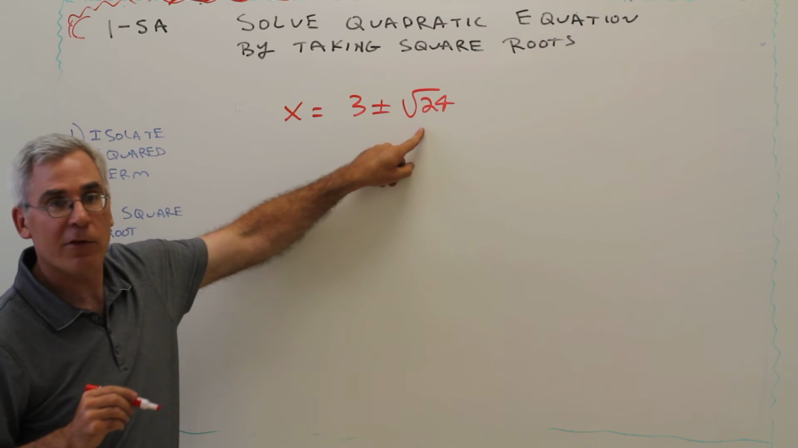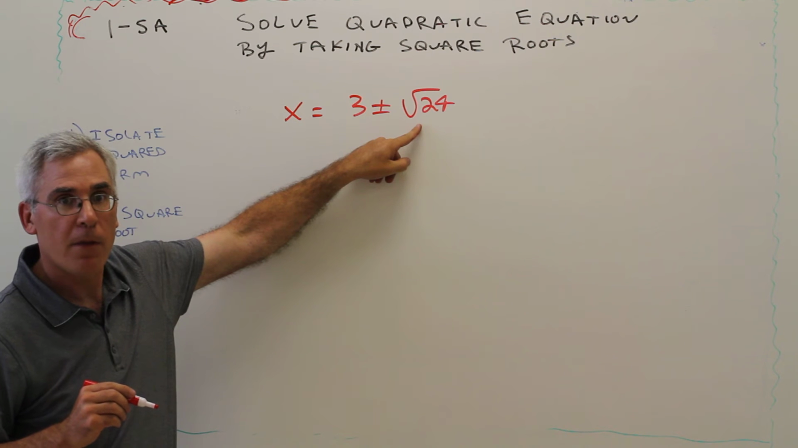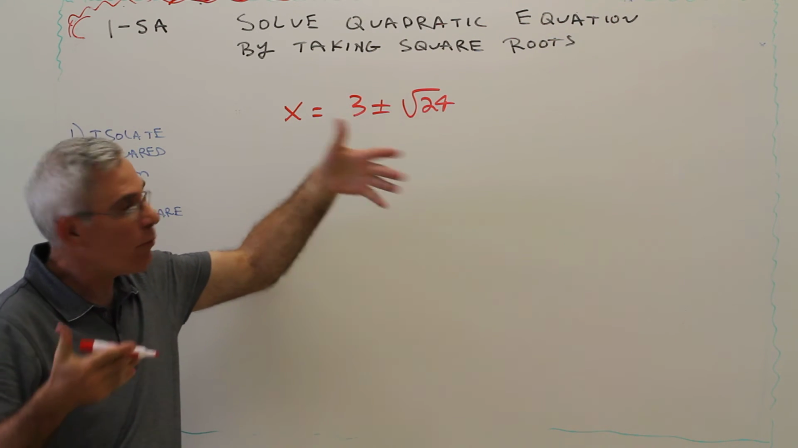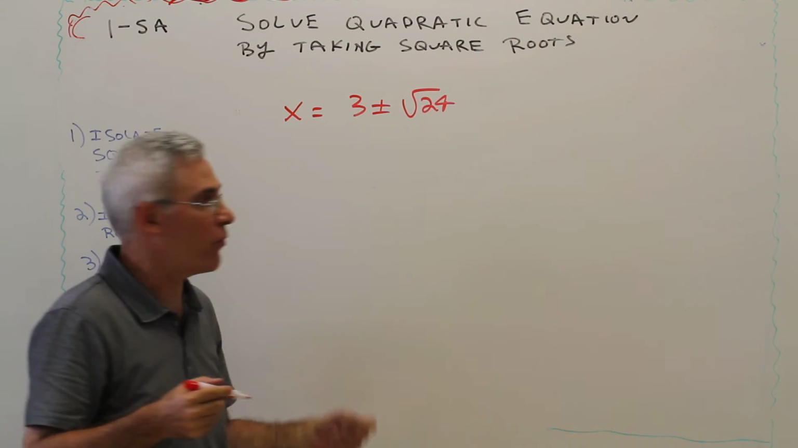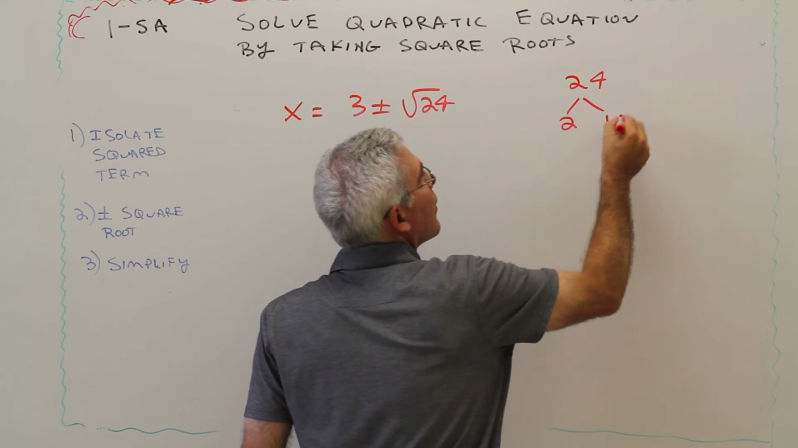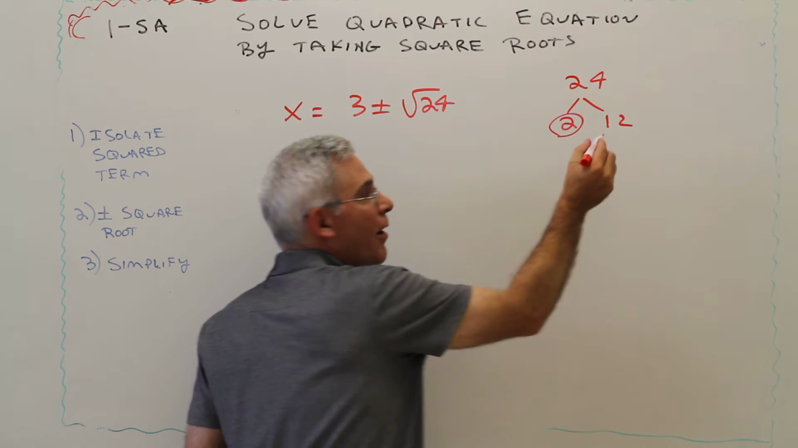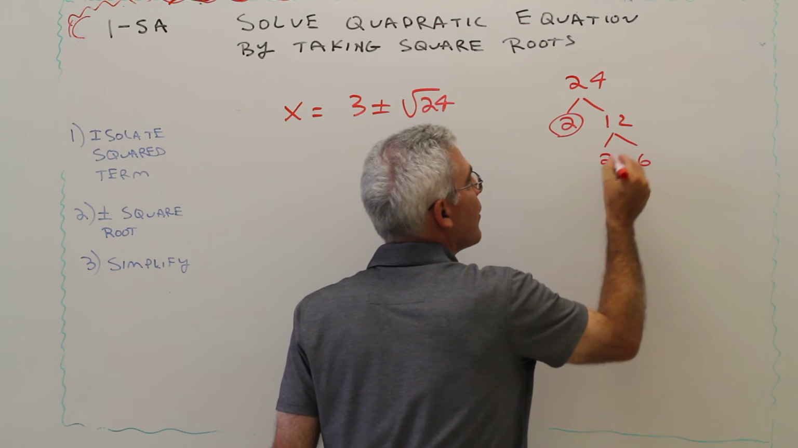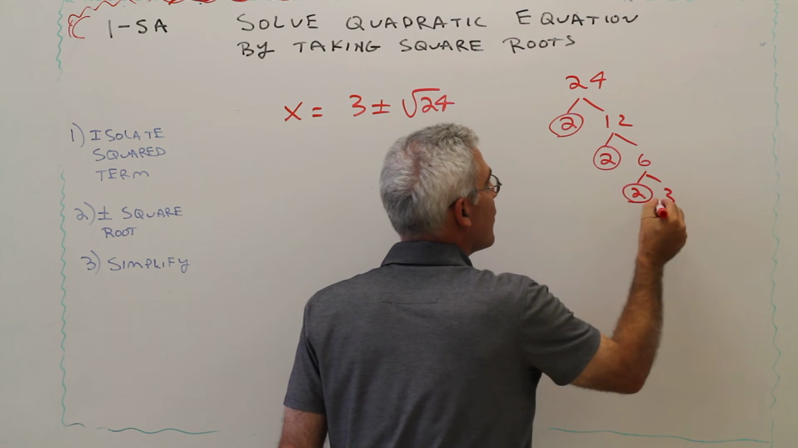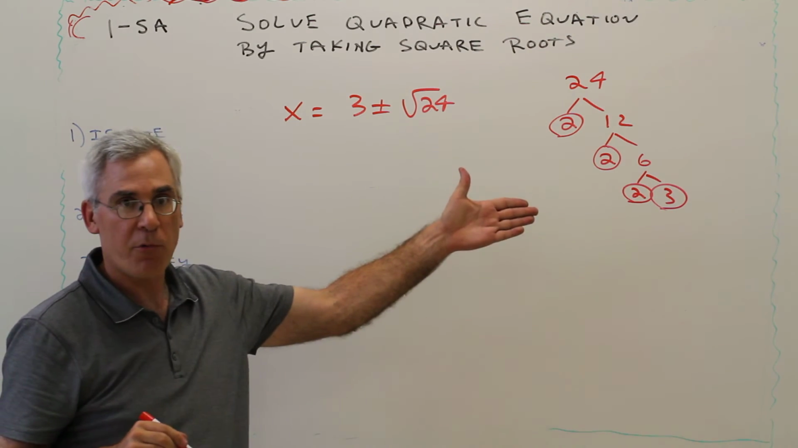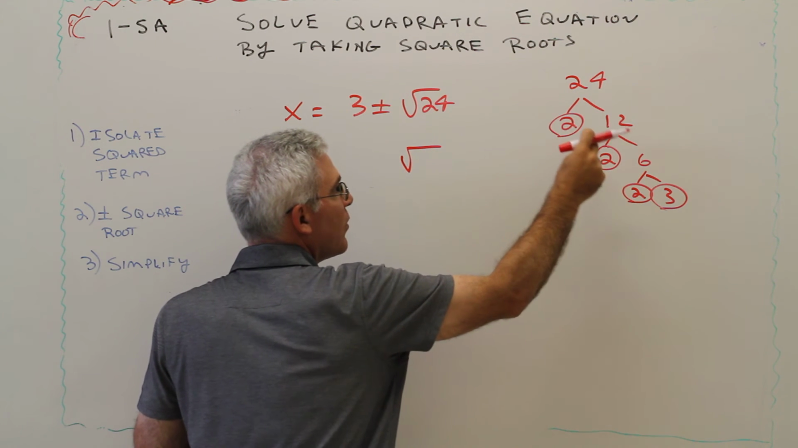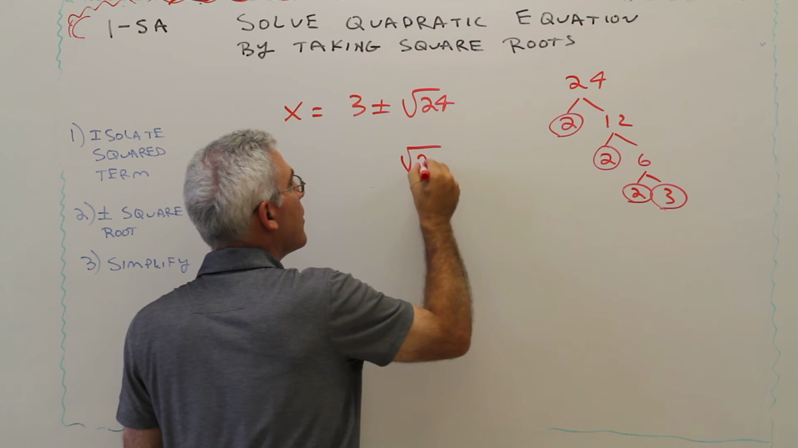All right, so the first thing I'll do is simplify the square root of 24. I want to see if there's any perfect square factors in there, or you could do a factor tree and look for pairs. I'll do the factor tree. So 24 is 2 times 12, 2 is prime. 12 is 2 times 6, 2 is prime. 6 is 2 times 3, 2 and 3 are prime. So I could rewrite the square root of 24 as the square root of 2 times 2 times 2 times 3.